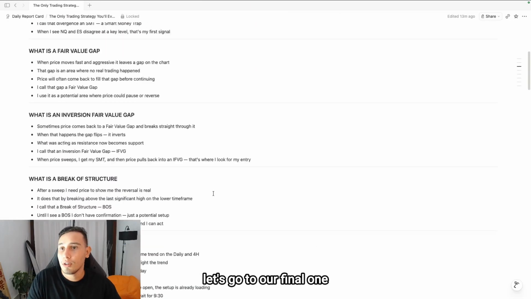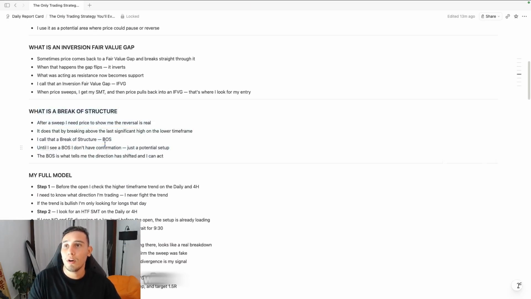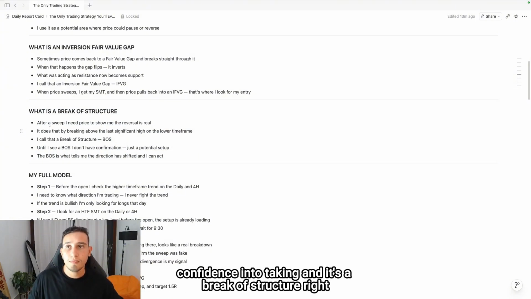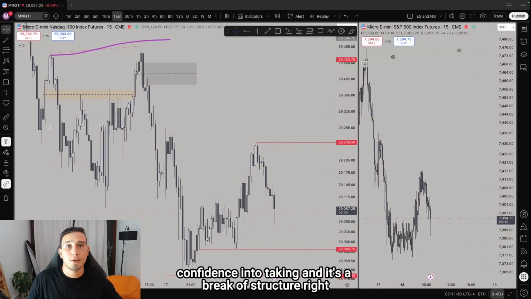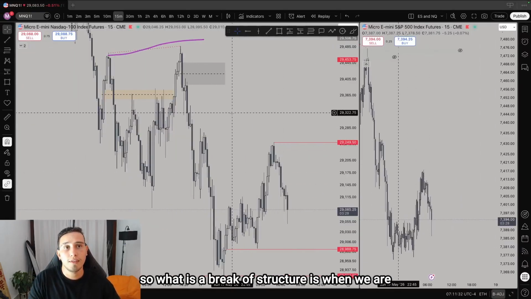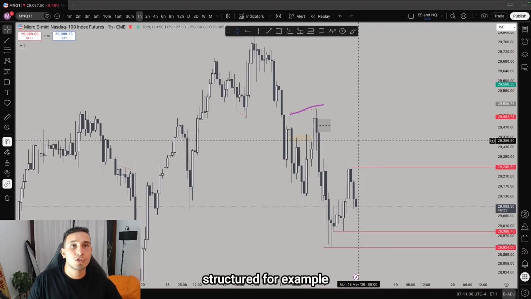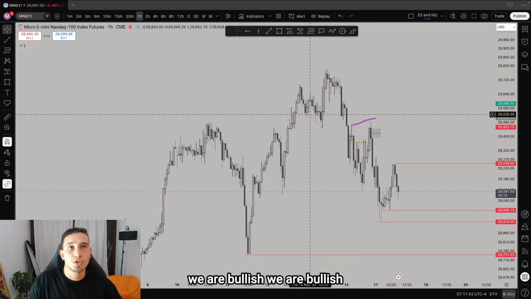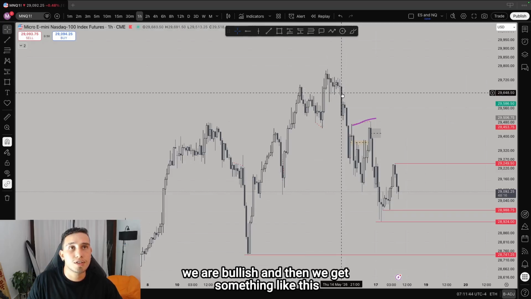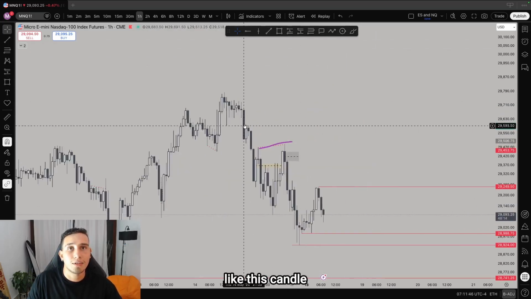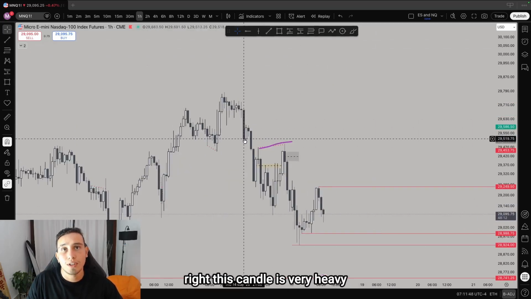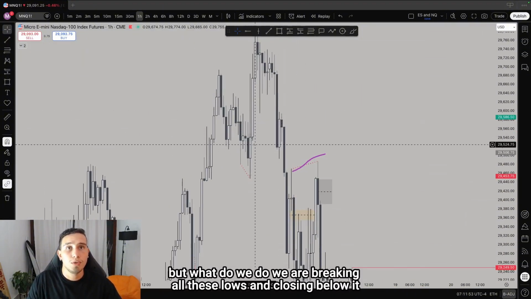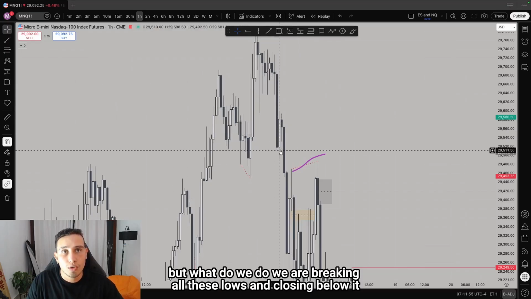Let's go to our final one, which I like, which really gives me a lot of confidence in taking trades, and it's a break of structure, right? So what is a break of structure? It's when we are structured, for example, we are bullish, right? We are bullish, and then we get something like this candle, right? This candle is very heavy. We have a fair value gap here, but what do we do? We are breaking all these lows and closing below them.